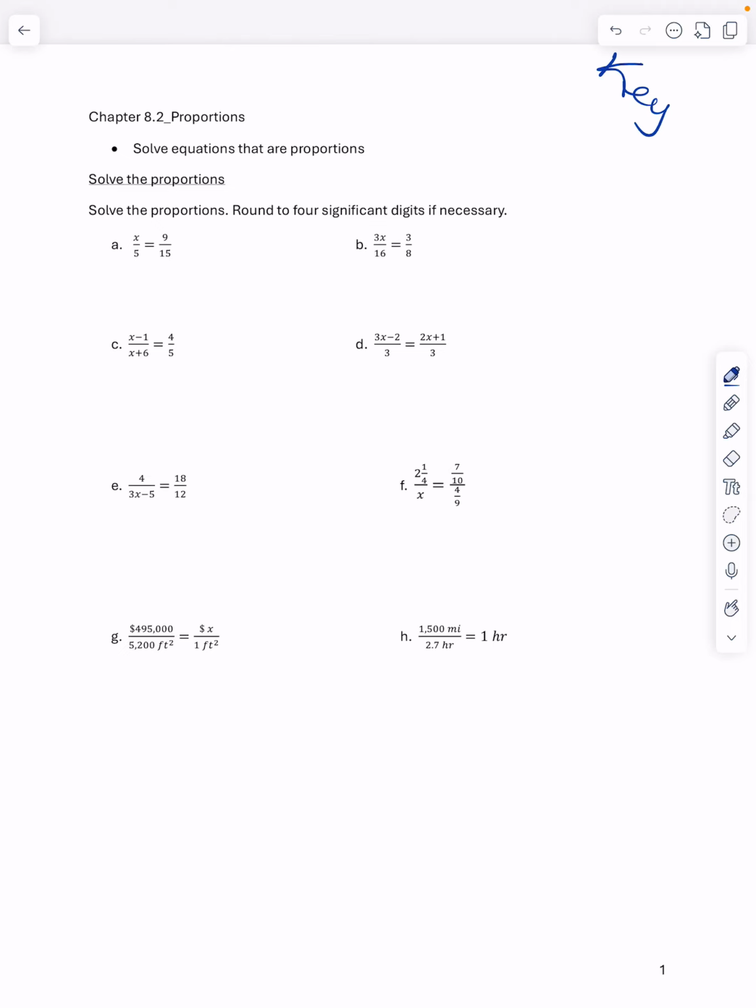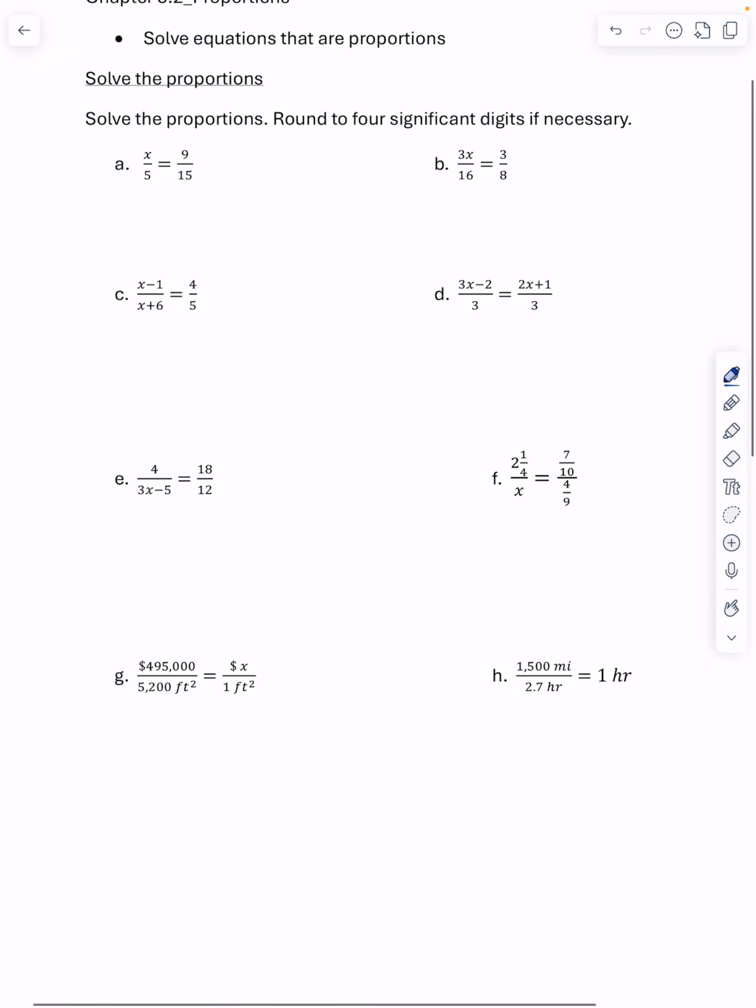These are the Math 1140 notes. Chapter 8.2, we are talking about proportions. So we want to solve the proportions. We're going to carry our answers to 4 significant digits if we need to.